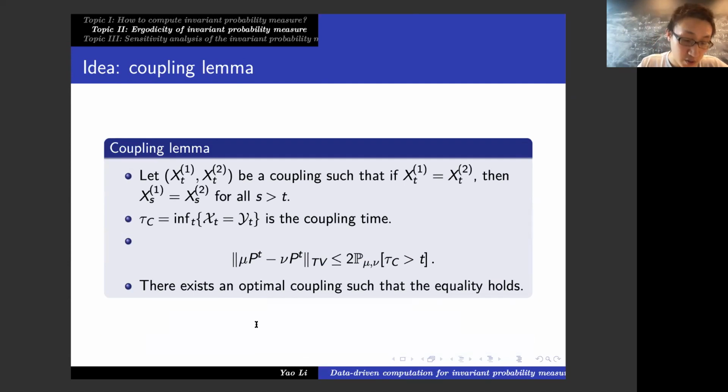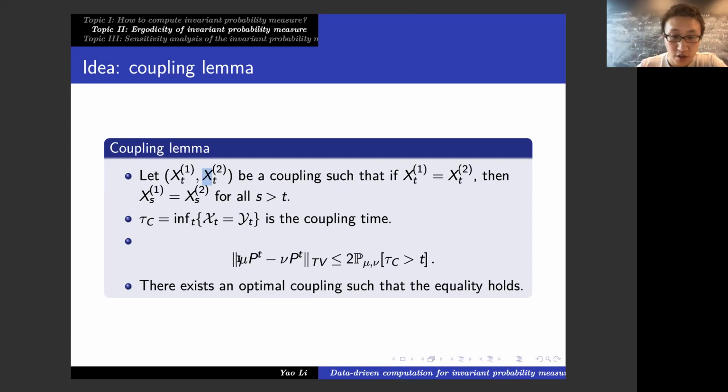So instead, we use something called the coupling lemma. The idea is that I find something in the product space, which we call (X1, X2), such that the two marginal distributions are still your original process, but in the product space it can do something else. It does not have to be independent anymore. And then I measure the first time when X1 and X2 meet with each other. This is called the coupling time.